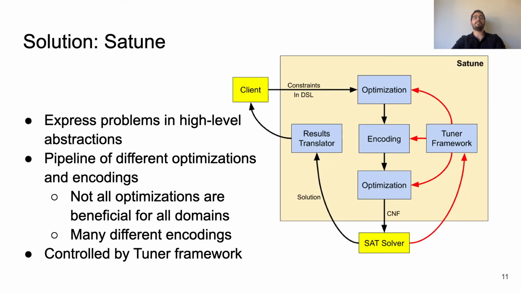Satune provides a high-level language that gives the tool the flexibility to support different encodings. It also has a pipeline of different optimizations and encodings, but not all these optimizations are beneficial for all problems in different domains. So these optimizations and these encodings are being controlled and tuned by the tuner framework.